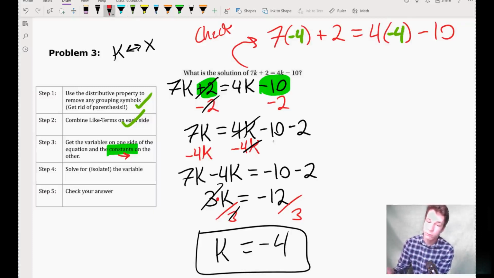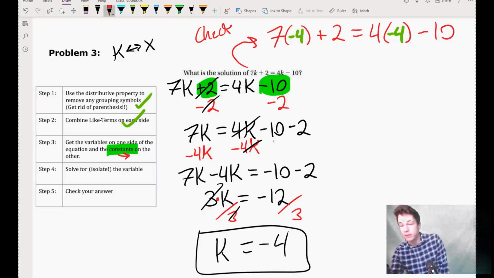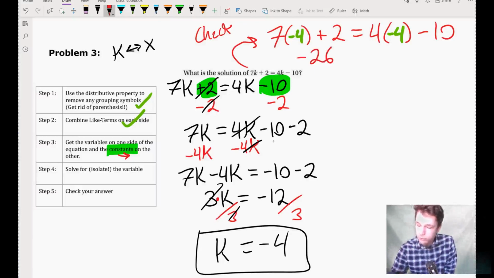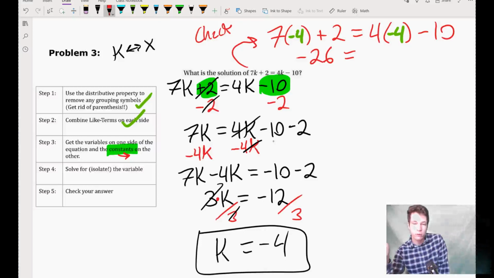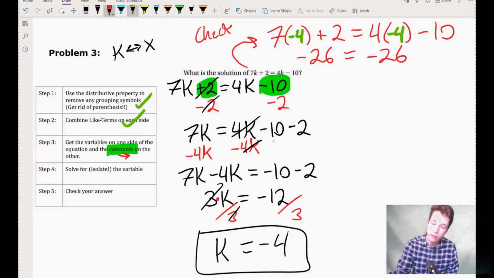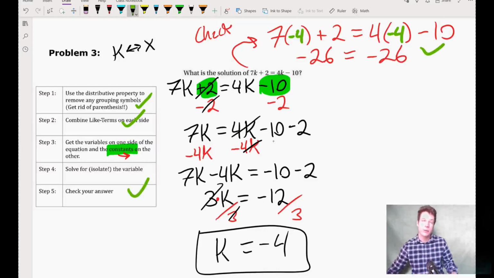7 times negative 4 plus 2, you could type that straight into your calculator as I said it. 7 times negative 4 and then add a 2 to it. You're going to get negative 26, I believe, if you type it in, negative 26. Okay, and then you just have to make sure the right side also equals negative 26. And it's good. It's negative 26. Okay, so we checked it with our calculator. We did all the steps. We combined all the like terms.